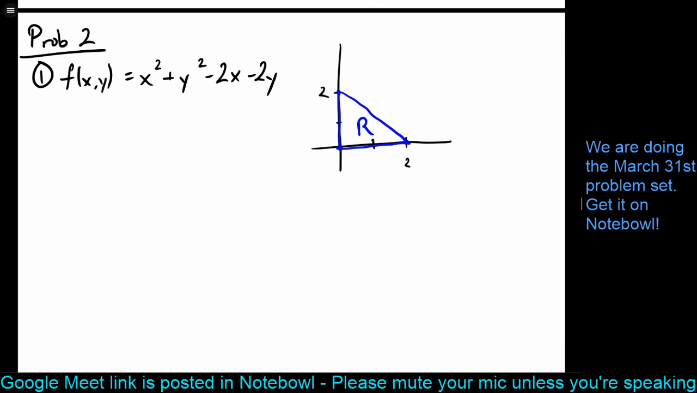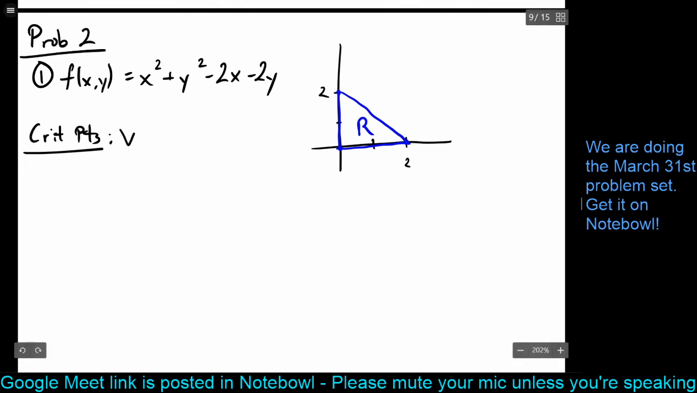This should kind of remind you of back in Calc 1, where we found the absolute max and the absolute min of a function on an interval. Well, intervals become closed sets in multivariable, so closed bounded regions. So we're doing the same thing here. We need to find critical values that are inside the region, and then we check on the boundary. So let's start by trying to find critical points.